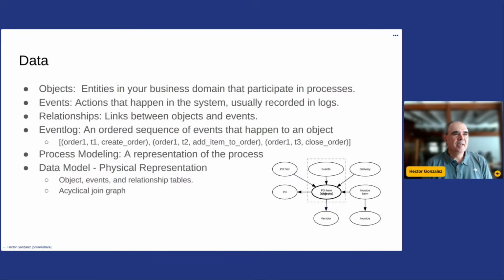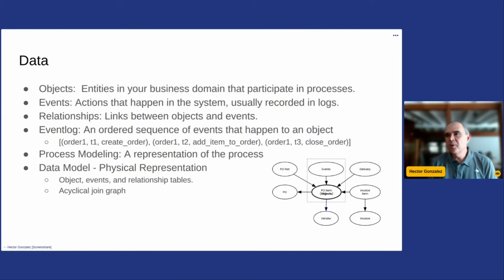The event log is a central concept of Celonis, the central concept in our data. It's a very simple idea: basically, an ordered list of events that happen to an object. For example, say that you have a purchase order, and then at T1 you create the order, at T2 you add some item to the order, maybe you add another item, then you remove an item, then you close the order, maybe you deliver the order. These are just the events that happen to this order object.